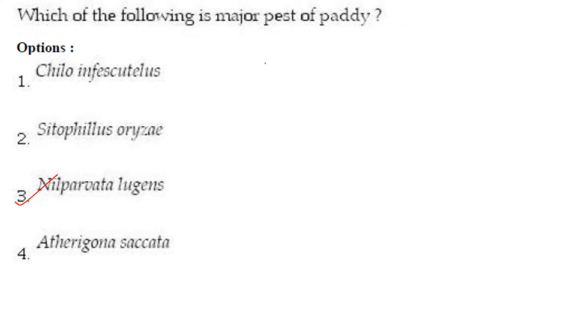Next one, which of the following is a major pest of paddy? Option 1 Infescutilus, 2 Stylophilus oryza, 3 Nilaparvata lugens, and 4 Atherigona soccata. Answer is option 3 Nilaparvata lugens.